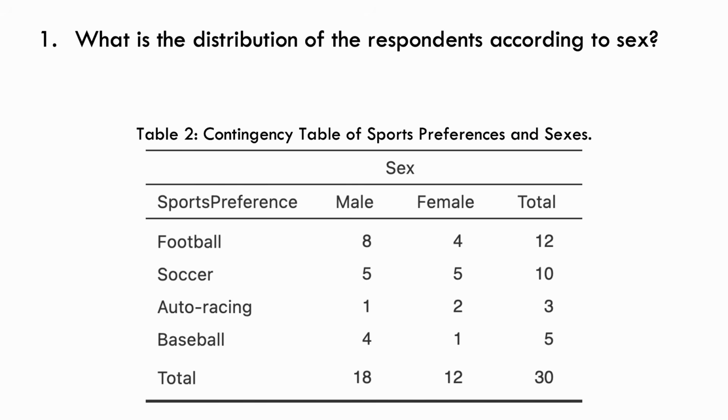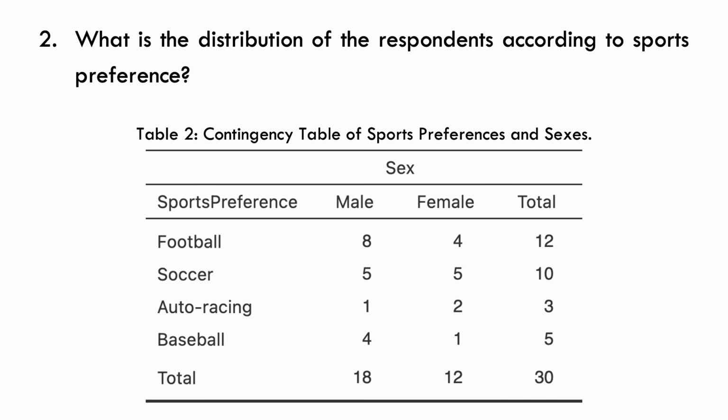What is the distribution of the respondents according to sex? Since the question asks for the distribution according to sex, we will look at the column marginal totals. Therefore, the distribution of the respondents according to sex is 18 males and 12 females for a total of 30 respondents. What is the distribution of respondents according to sports preference?